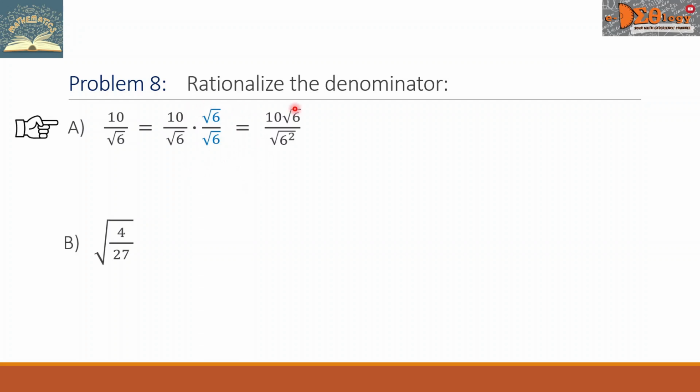Numerator times numerator becomes 10 square root of 6 over denominator times denominator will give us square root of 6 squared. We know that the power 2 and the radical with index 2 will cancel each other. Only this 6 will come out. So we have 10 square root of 6 all over 6. But the 10 over 6 can still be reduced to lowest term. By dividing two of these numbers, 10 becomes 5 and 6 becomes 3. Finally, the answer is 5 square root of 6 all over 3.